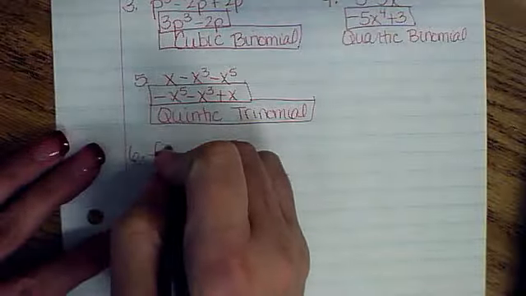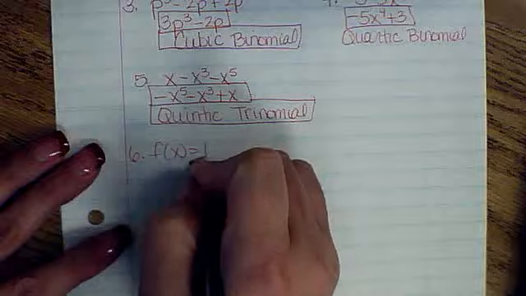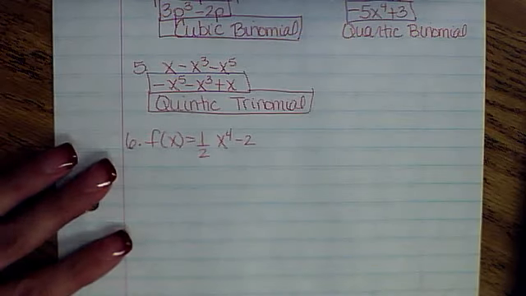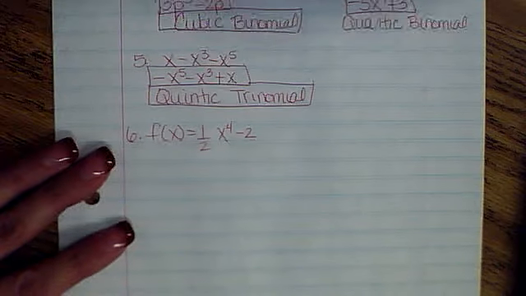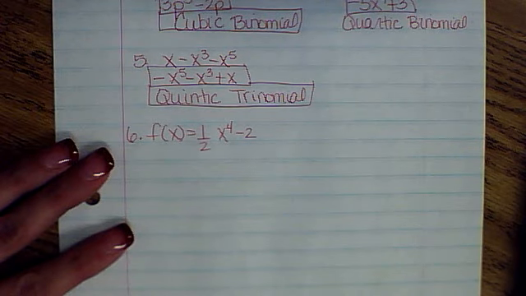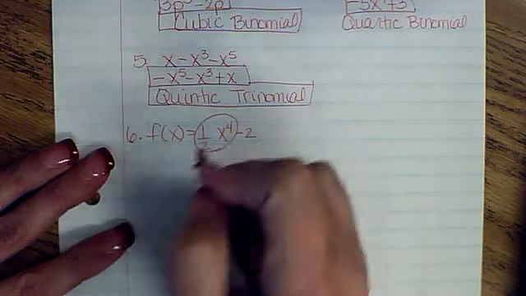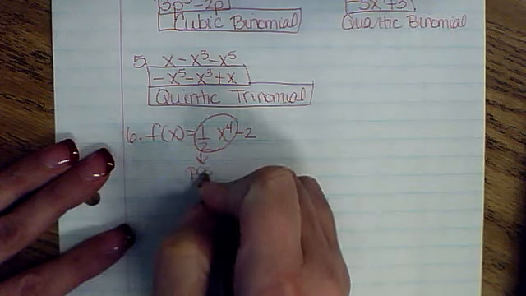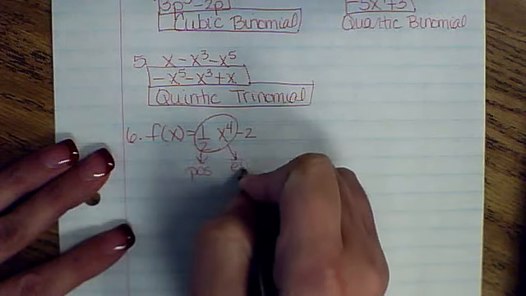Number 6, f of x equals 1/2 x to the 4th minus 2. And we have to find the end behavior. For end behavior, you look at that first term when it's written in standard form. So it's this 1/2 x to the 4th. 1/2 is a positive number. X to the 4th is an even.